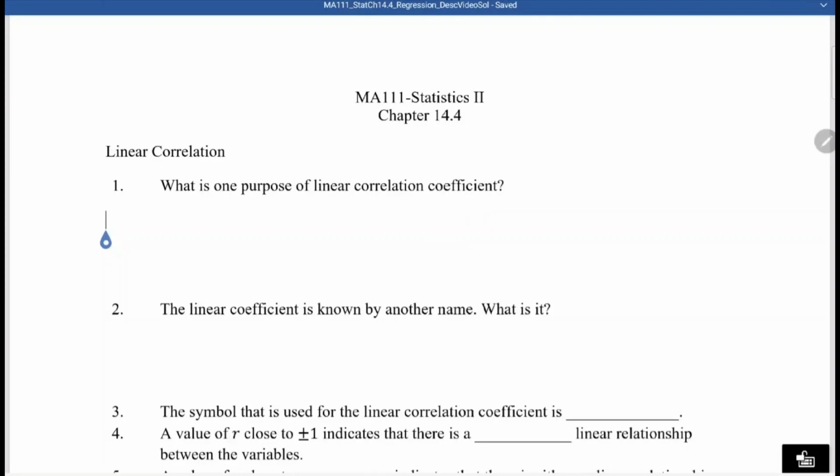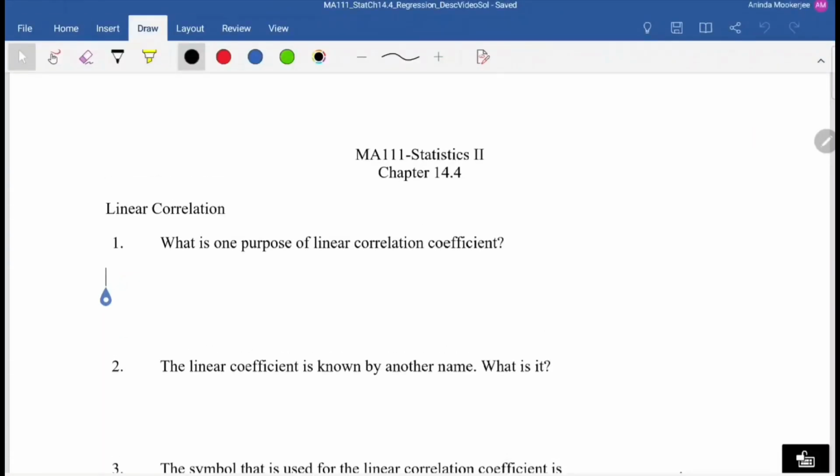Now there are two purposes of the linear correlation coefficient. One of them is to measure the strength of the linear relationship between the two variables. So how strong X and Y are correlated, and the other one is to understand the direction of the relation between the two variables. That means if X increases, does Y also increase or does Y decrease? So let's try to write down the answers.